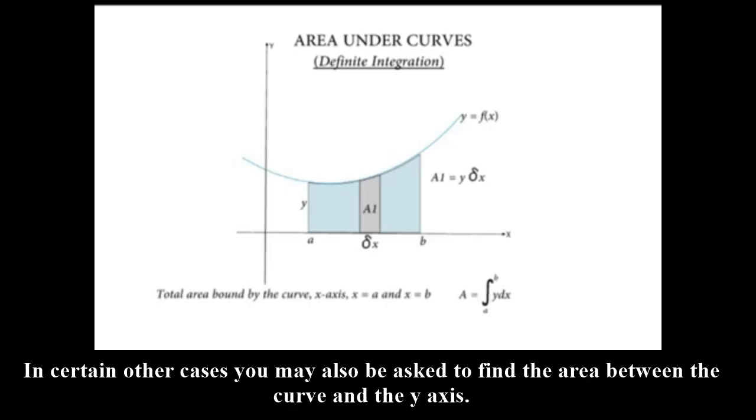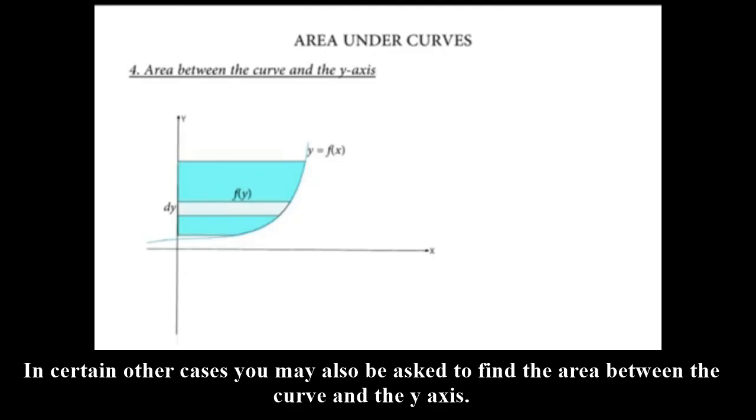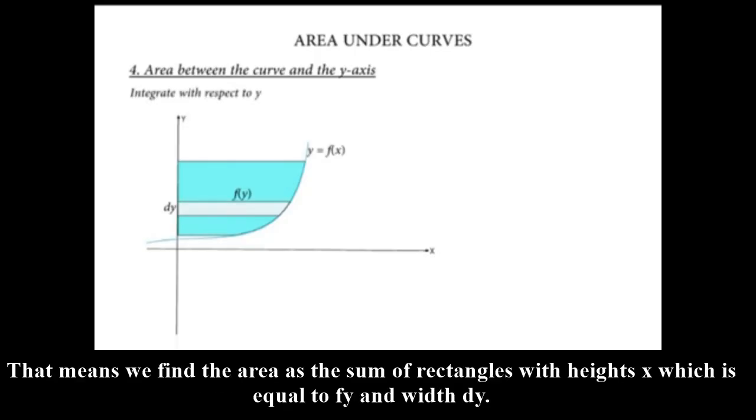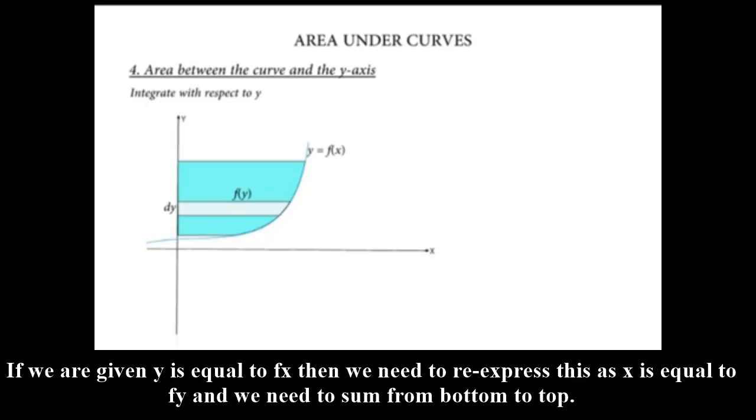In certain other cases you may also be asked to find the area between the curve and the y-axis. To do this we integrate with respect to y. That means we find the area as the sum of rectangles with heights x, which is equal to f(y), and width dy. If we are given y is equal to f(x), then we need to re-express this as x is equal to f(y), and we need to sum from bottom to top.